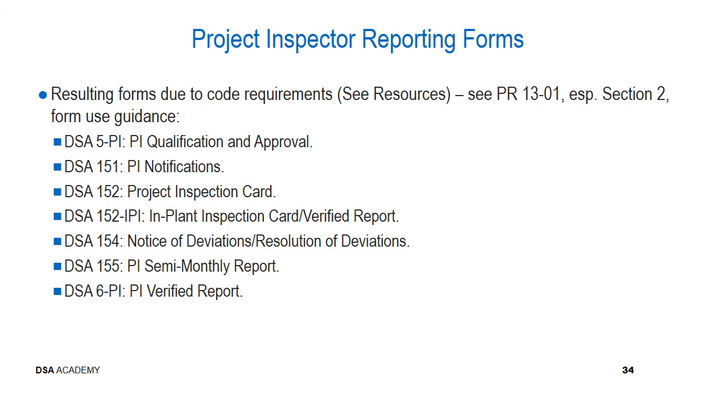There's the DSA 154, which is the notice of deviations and resolution of those same deviations. The 155 is the semi-monthly that you have been using for your semi-monthly reports as a project inspector. And the DSA 6 PI is the PI verified report.